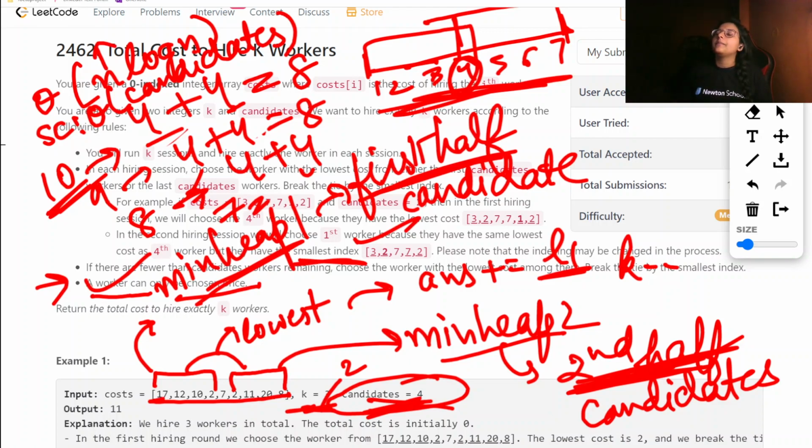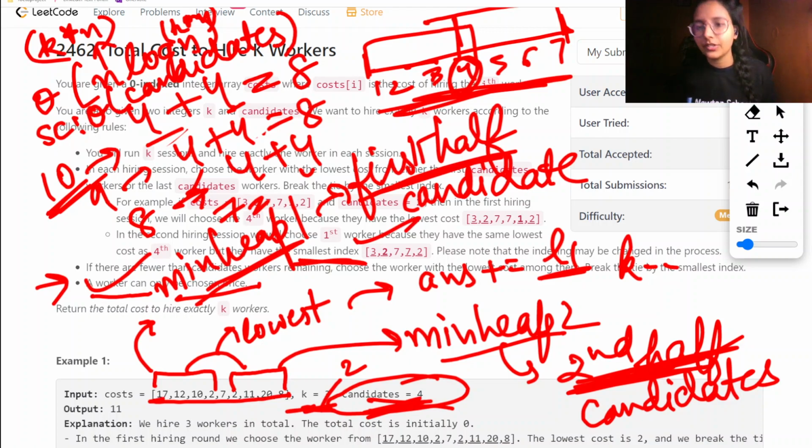This n could be, because we are required to do k number of iterations, and at max candidate number of numbers would be stored in our priority queue. So as per that, we have k into n, and here also k into n. N is the number of candidates. So that's it, this was the intuition part for this particular question.